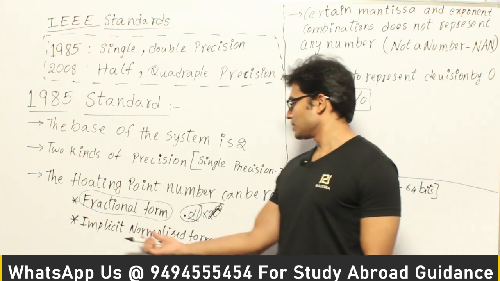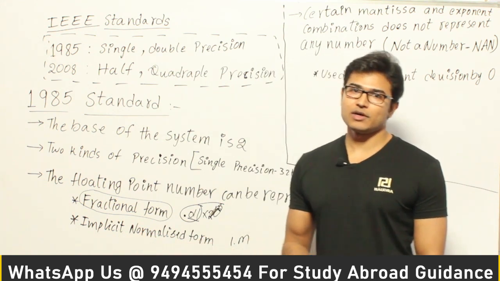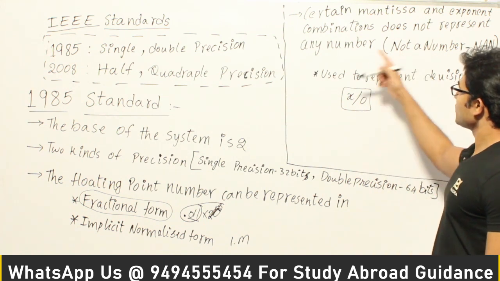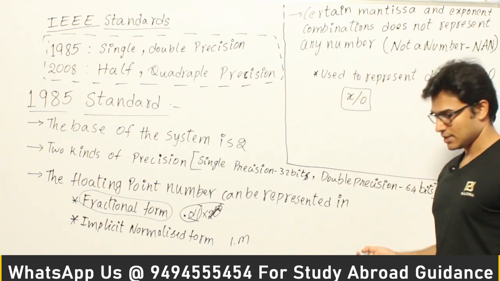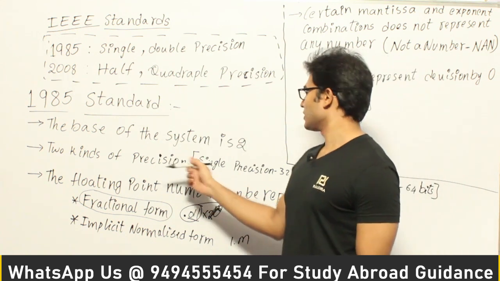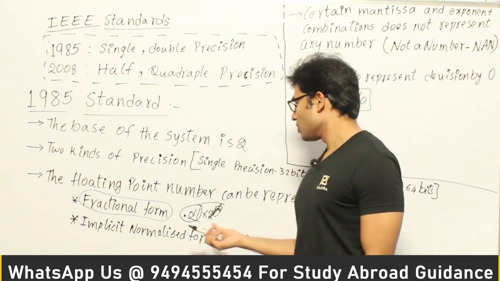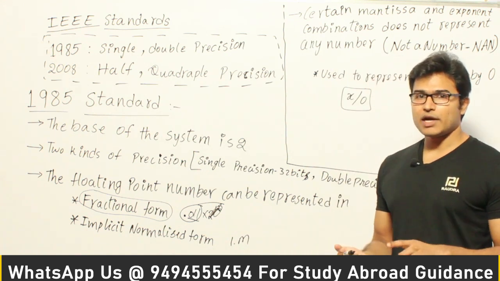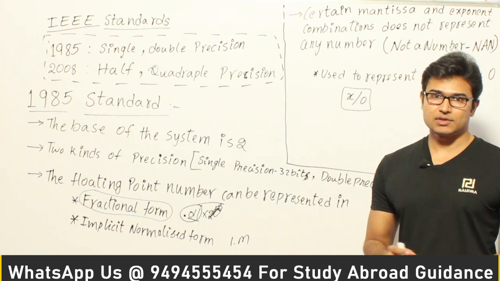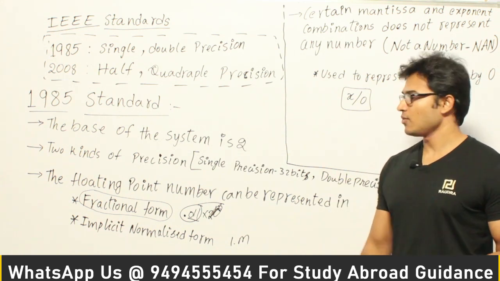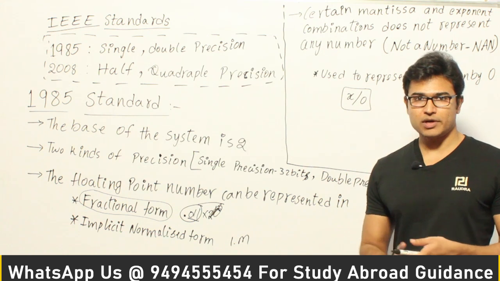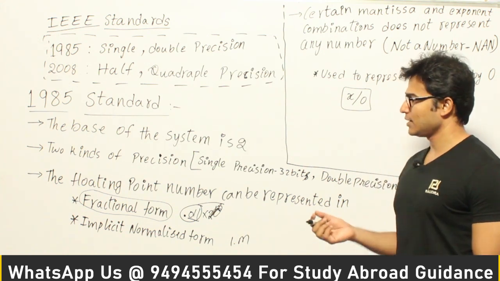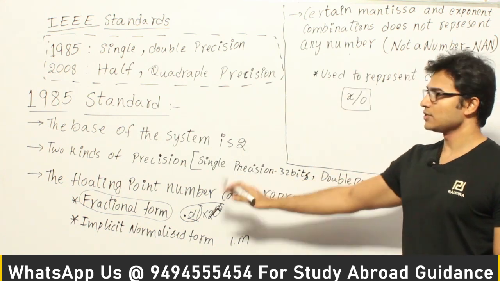Now coming to the implicit normalized form, this is the same one which we have discussed already, and certain mantissa and exponent combinations do not represent any number. The reason is, whenever you take either single precision or double precision and go with implicit normalized form, I told you that we cannot represent 0 and we cannot represent infinity using these numbers. Therefore, two combinations have been specifically reserved in order to represent 0 and infinity, and also some other combinations. I'll tell you exactly what we mean by this when we go to it with examples.